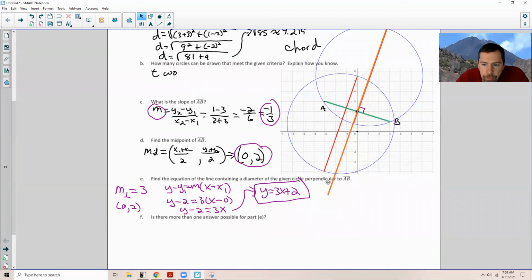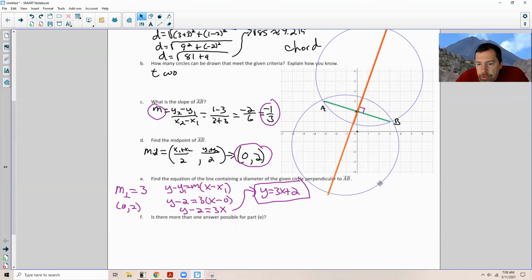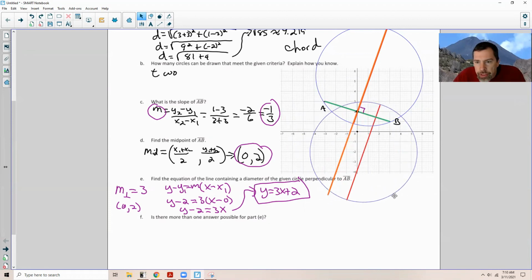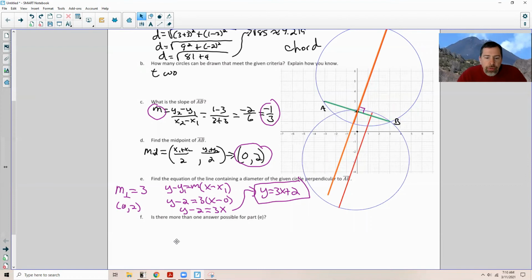So that would be a no. I don't think they were looking for that. They want the line containing the diameter of the given circle perpendicular to AB. So if I move this circle like I just showed you over here, then like here, then this point down here, A is no longer on that circle. So there is only one solution.